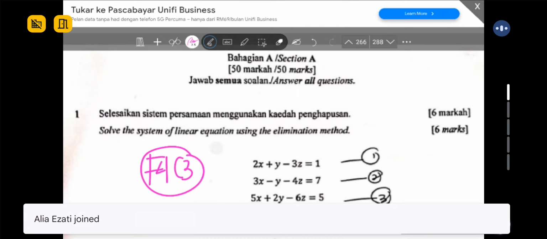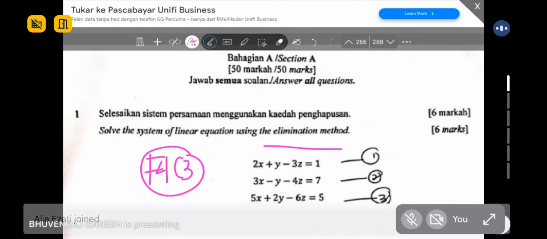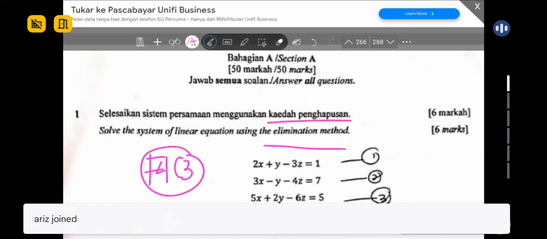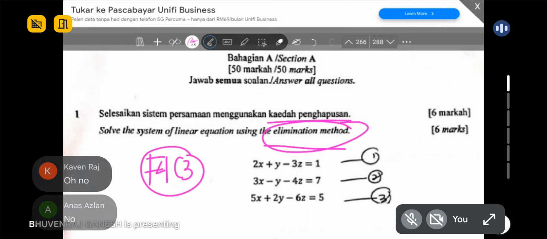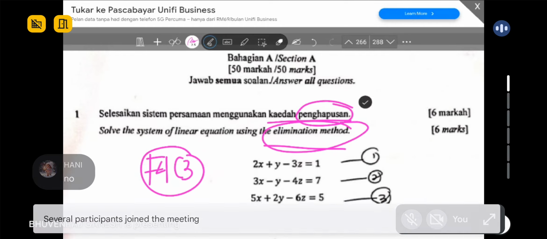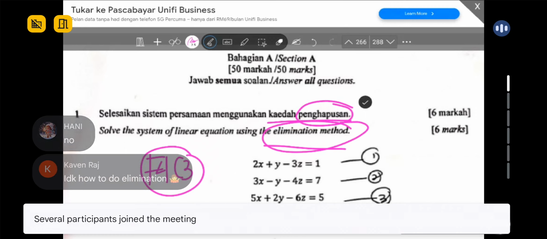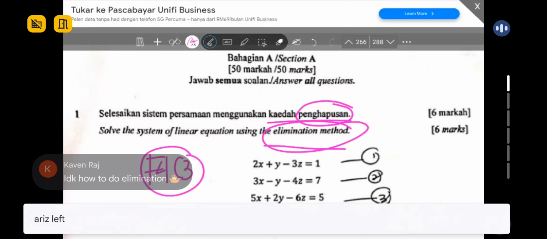Persamaan serentak. Okay, so guys, you see the question. Question say use elimination method. Kamu kena guna kaedah penghapusan. So guys, can I use substitution? If the question say like this, boleh tak saya guna penggantian? Yes or no? Remember cannot. Yes, very good. Tak boleh. Okay, because question already specific, guys. Question already say hanya boleh guna penghapusan. Okay, you only can use elimination.